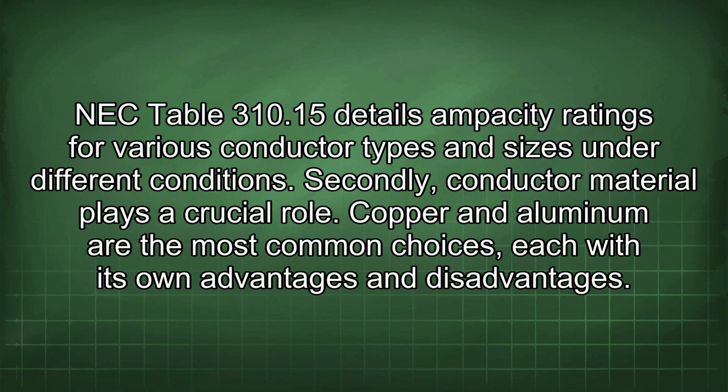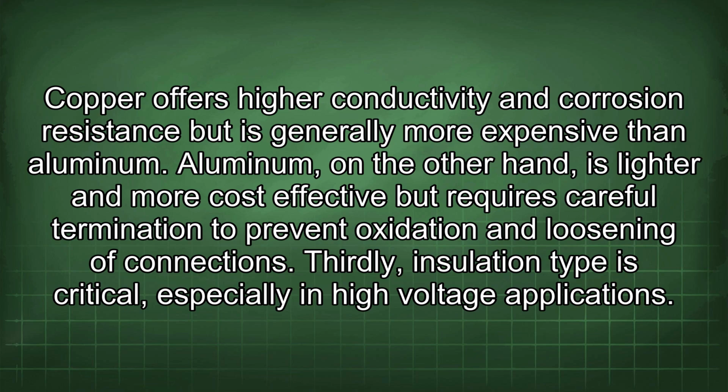Secondly, conductor material plays a crucial role. Copper and aluminum are the most common choices, each with its own advantages and disadvantages. Copper offers higher conductivity and corrosion resistance, but is generally more expensive than aluminum. Aluminum, on the other hand, is lighter and more cost-effective but requires careful termination to prevent oxidation and loosening of connections.